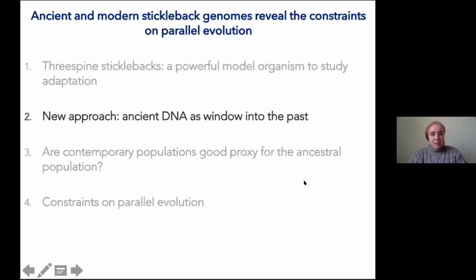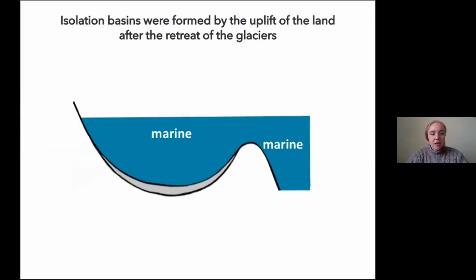And so we still have this question open for sticklebacks: can we also get access to maybe the ancestors of a freshwater population? And in order to find this window to the past, we established this new approach in sticklebacks where we use ancient DNA. And for that, we looked at isolation basins.